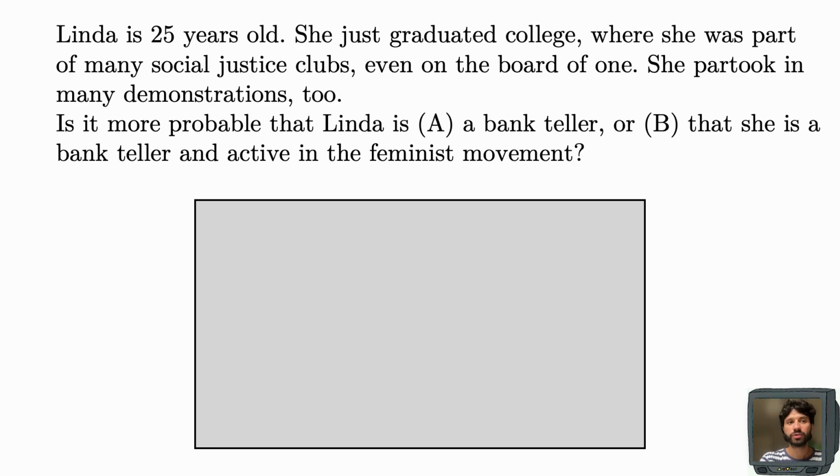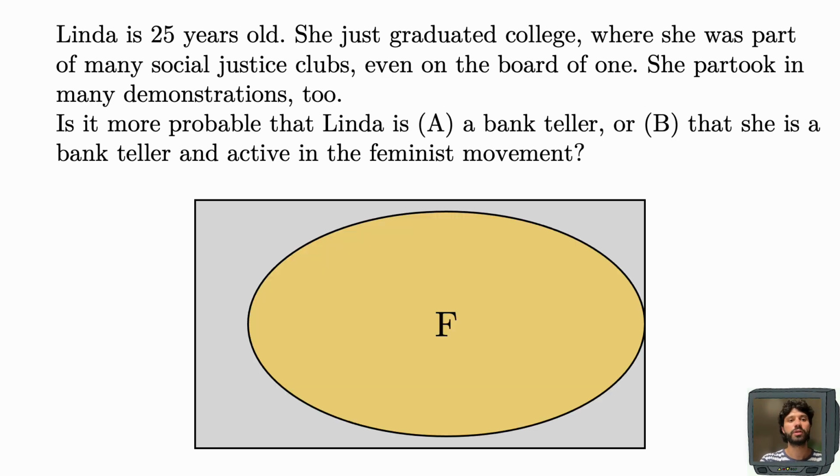Just to visualize this, remember that this gray rectangle represents our space of all possibilities. Right after reading this, you might think with quite high likelihood that Linda's a feminist, and think that it's not very likely that she's a bank teller. That she's a bank teller is represented here in blue. That's just A. And B is the intersection of A and F.